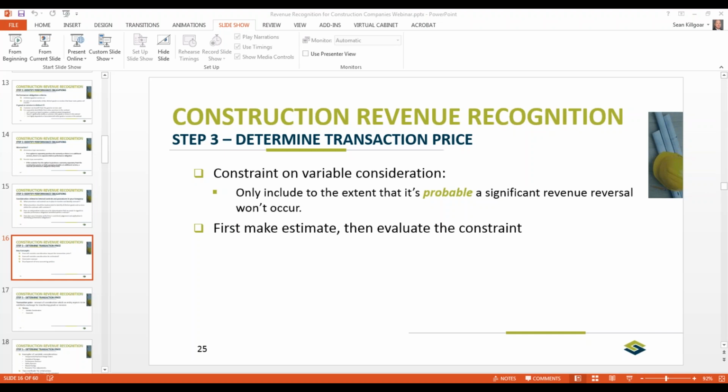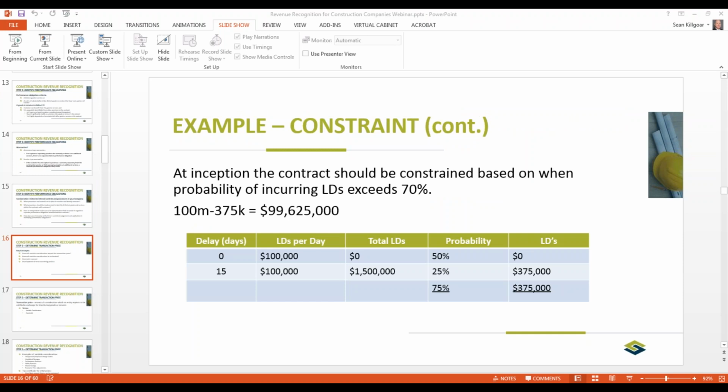So this is where constraint comes in. And the whole concept of constraint is it's to include revenue to the extent that it's probable. What the standard doesn't want to do is have you recognize either too much revenue or too little revenue. Really, the goal is to get the revenue to what it is actually. So that's why they say based on history. So this constraint is saying if you're not above 70% sure you're going to get this revenue, they don't want you to include it.